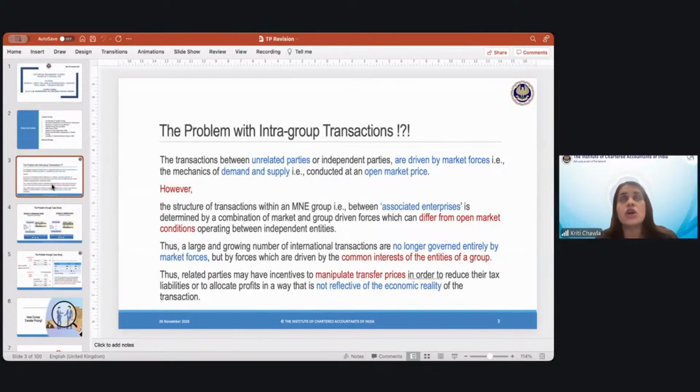This price is not governed by market forces, as in it's just occurring because of the relationship that exists between them. They just come up with a price, and then that is the price that they actually transact at. And this actually creates a problem, which we will talk about today. This problem leads to something called a tax avoidance situation. And that's the reason they came up with transfer pricing.